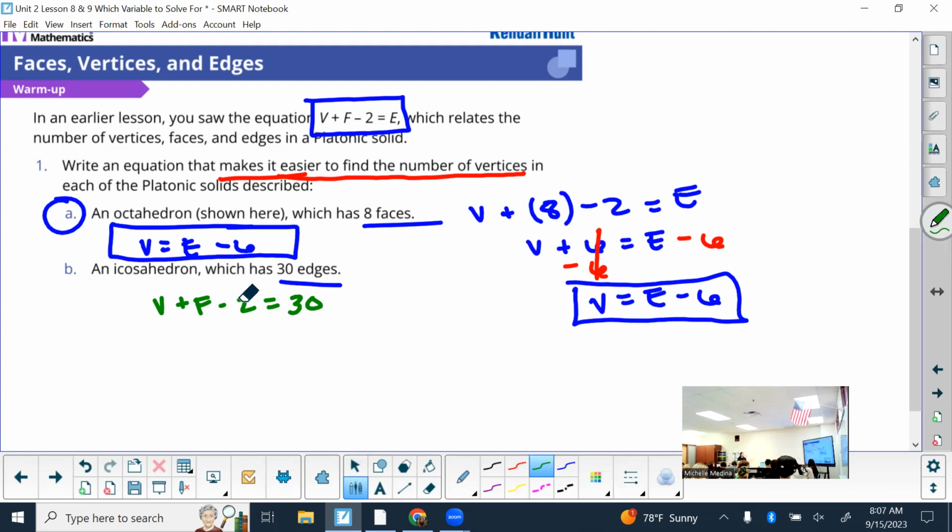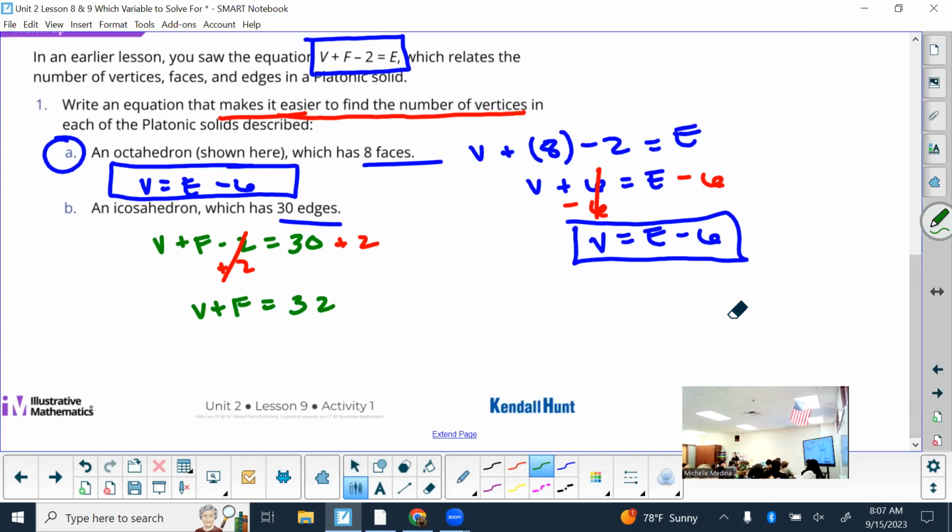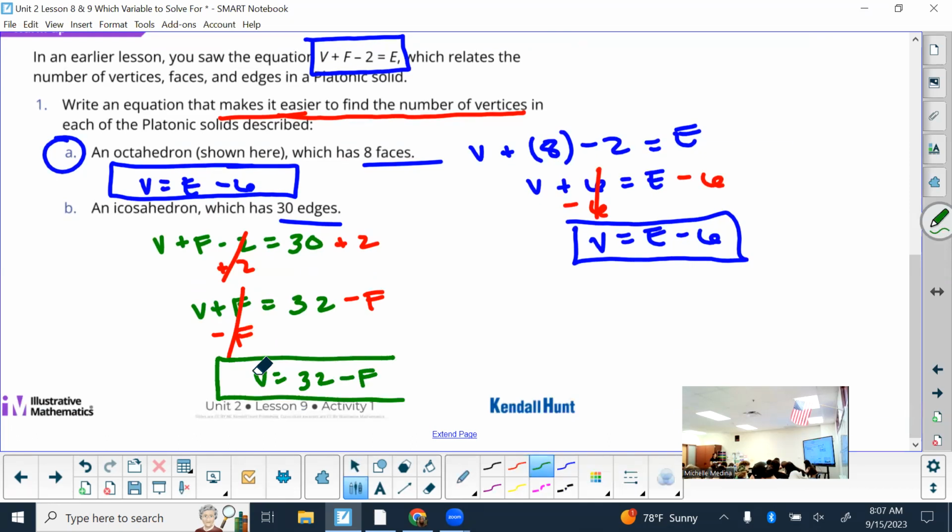How can I make the 2 cancel? And whatever you do on one side of the equal sign. All right, combine like terms, what's 30 plus 2? 32. And then is the V alone? No. So we're not done. How can I get rid of the plus F? And whatever you do on one side. And then I get that V equals 32 minus F. Am I all finished now? Yes. There you go. Questions on that?